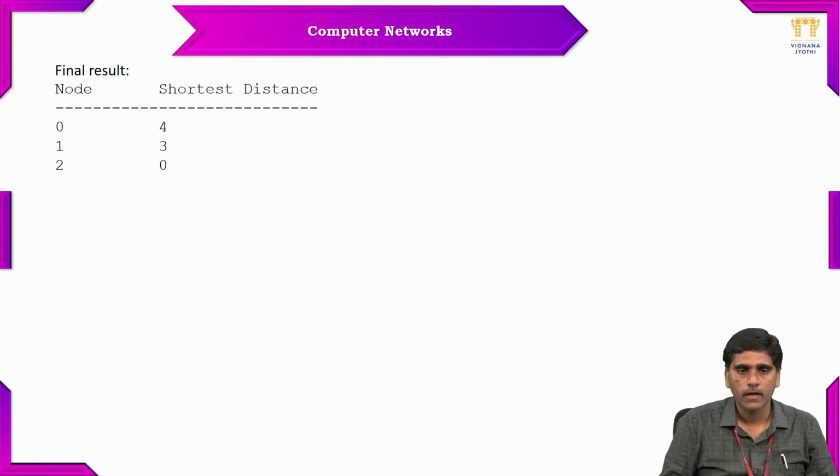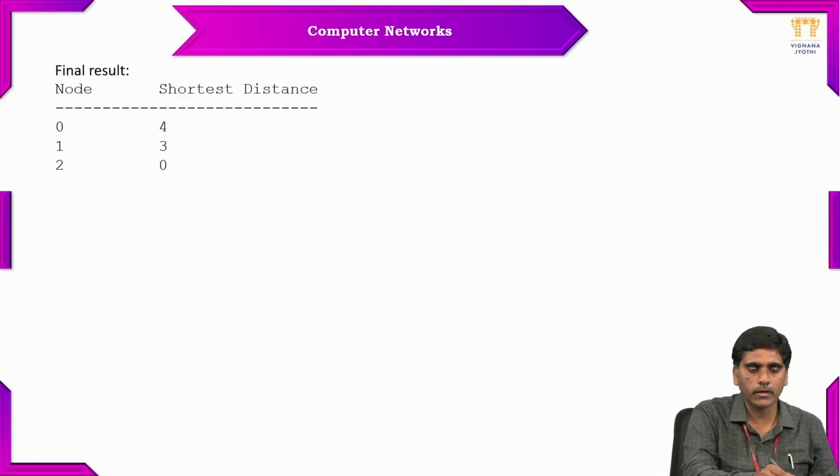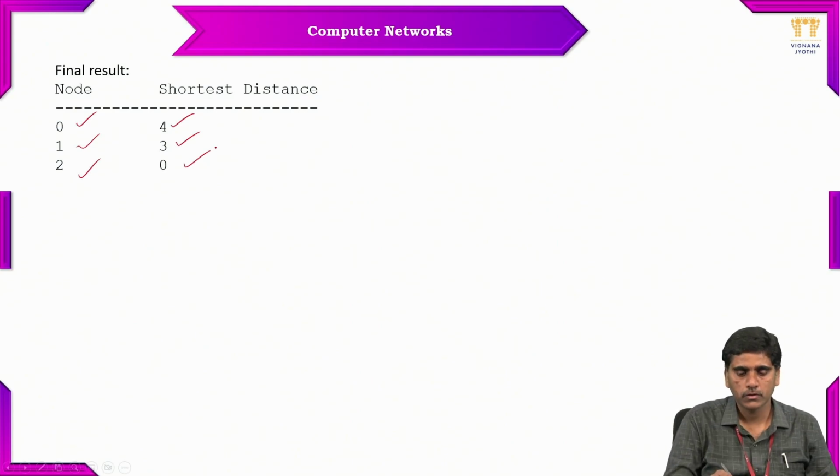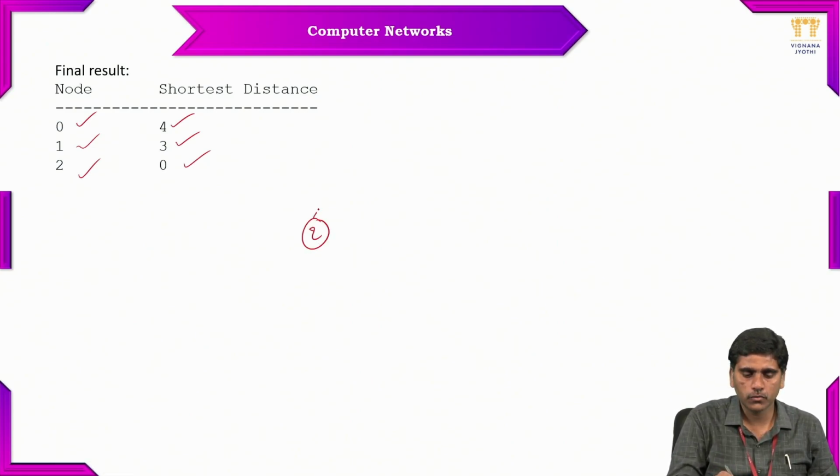After updating the shortest distance from source node 2 to the other nodes: 2 to 0 is what? 4. 2 to 1 is what? 3. 2 to 2 is what? 0. So take this example: 2 to 0 is 4, 2 to 1 is 3, and 2 to 2 is 0.